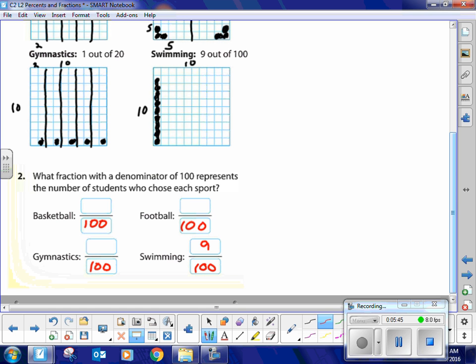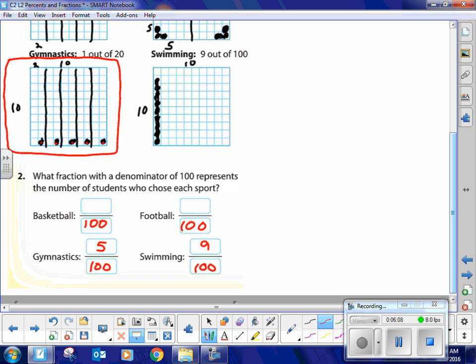All right, gymnastics is 1 out of 20, but that's just 1 out of 20. We've already shaded in, this is a complete set of 100. We shaded in 1 out of every 20. So how many did we shade in? 1, 2, 3, 4, 5. So gymnastics is 5 out of 100.